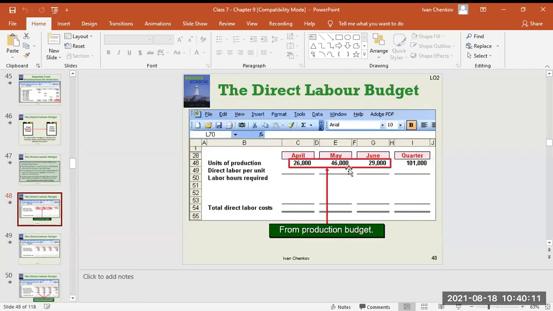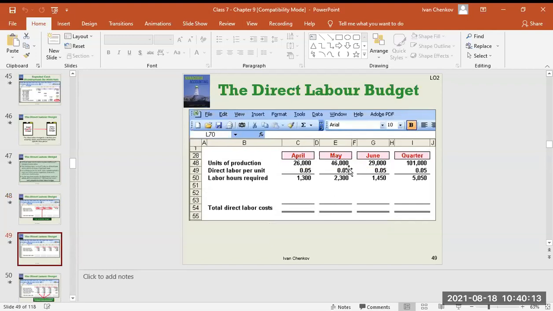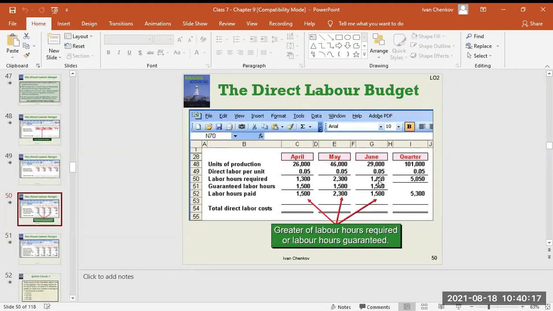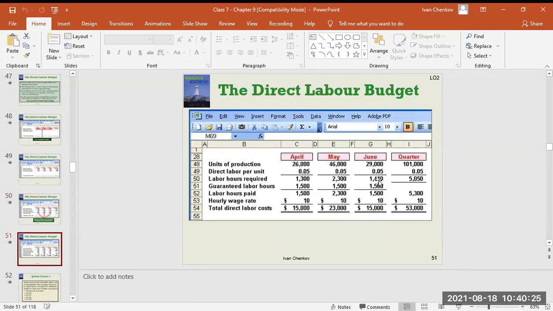So we get the production. We get the labor hours required. Now we put the condition 1,500, which is our minimum hour. So the total hours that we're going to pay them is 5,300. Even though they work 250 hours less, we're still going to pay them 5,300 times $10, $53,000.